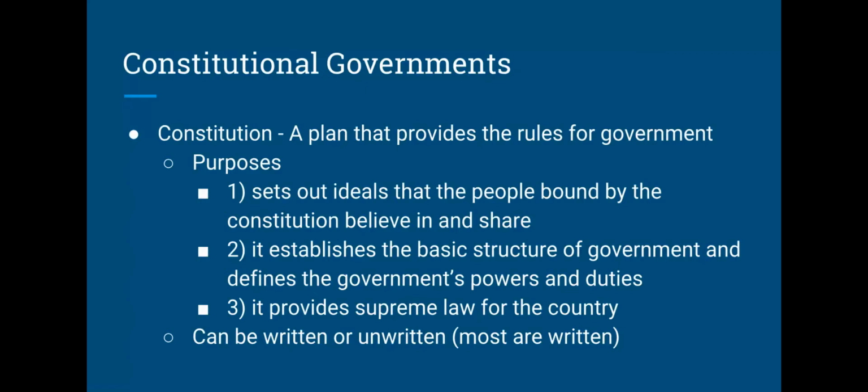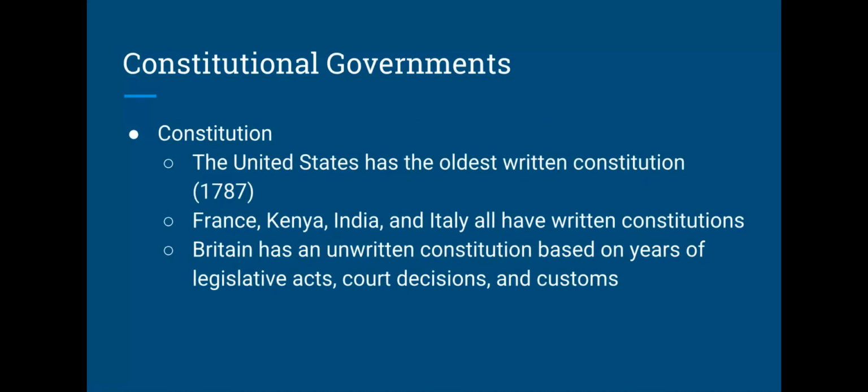A constitution can be written or unwritten. Most that you see will have been written, but Great Britain is one of the few exceptions. So in looking at constitutions, the U.S. has the oldest written constitution. It was written in 1786. Other countries like France, Kenya, India, Italy all have written constitutions. Great Britain, like I said, has an unwritten constitution that's actually based off of hundreds of years of legislative acts, court decisions, and other customs.